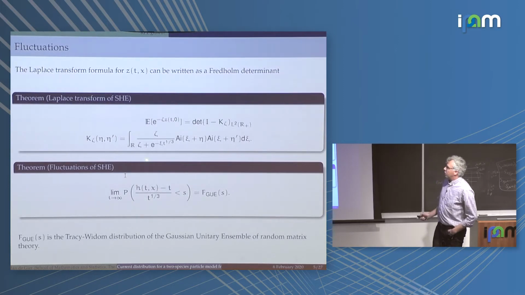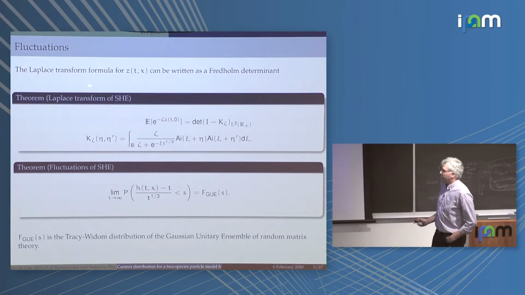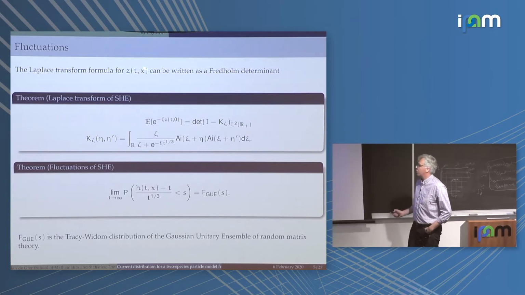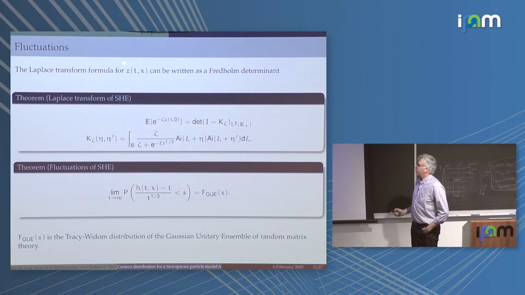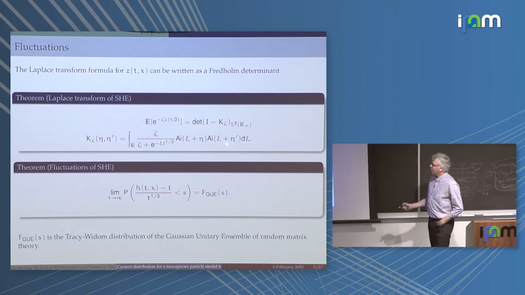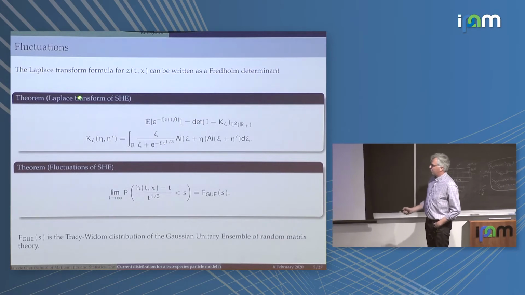And then you can write down formulas for the Laplace transform of this Z, the exponentiated height, because it can be written as a Fredholm determinant. So here's an example. If you take the generating function for Z at the origin as a function of time, so e to the negative zeta Z, where zeta is a formal parameter, this can be written as a Fredholm determinant, as we saw in the previous talk, or in many other talks. And then this kernel looks like this.